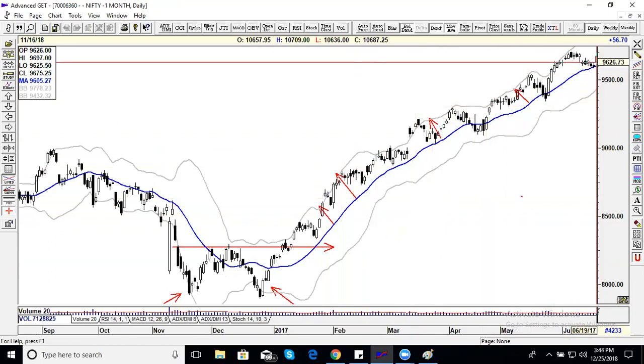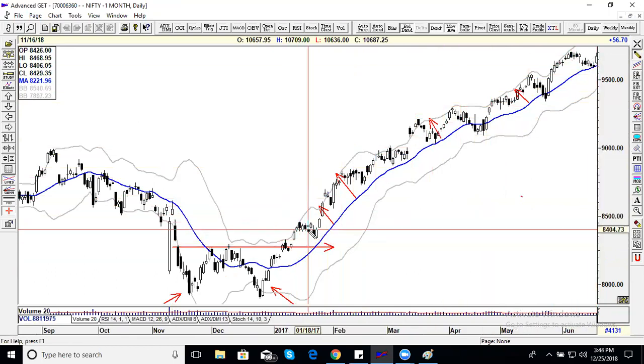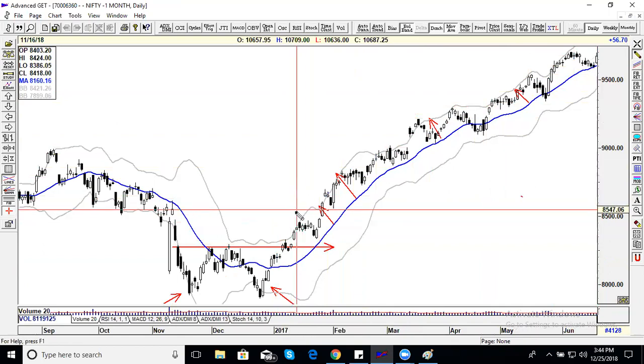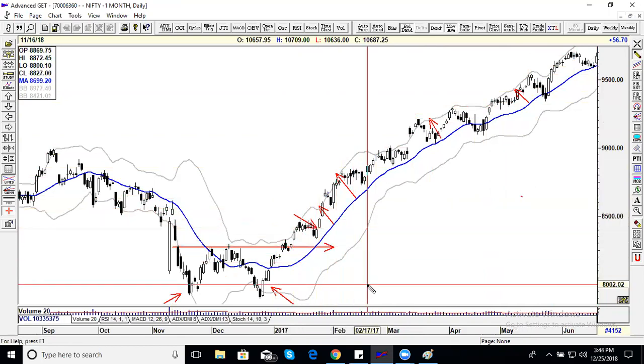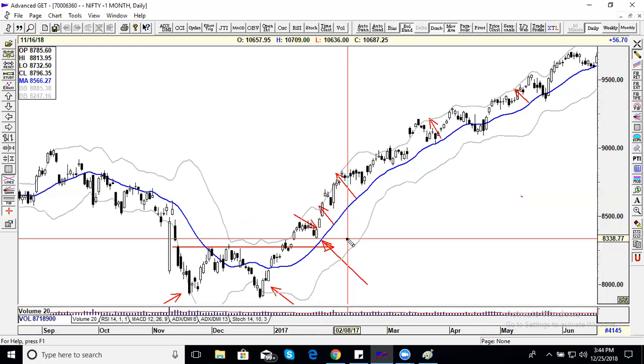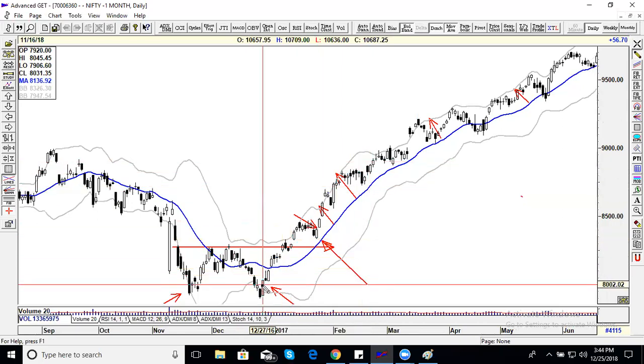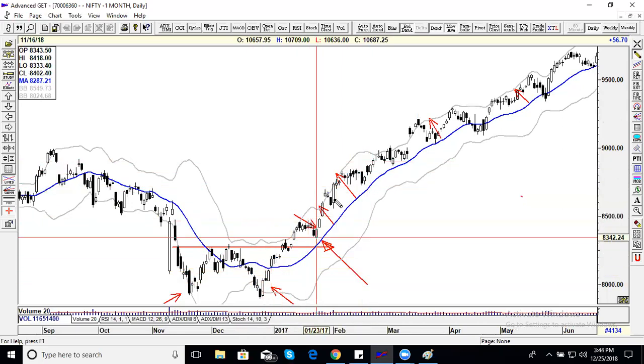See, once the market gets bullish, every time the market gives a small correction, it gets support at the middle band. This is the first entry. First entry somewhere here. If you missed it, second entry.